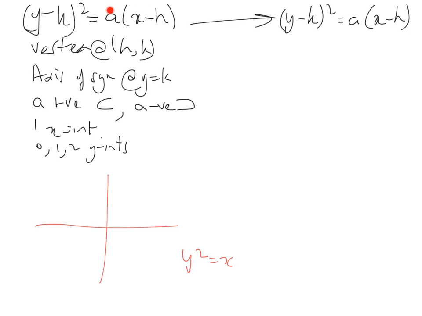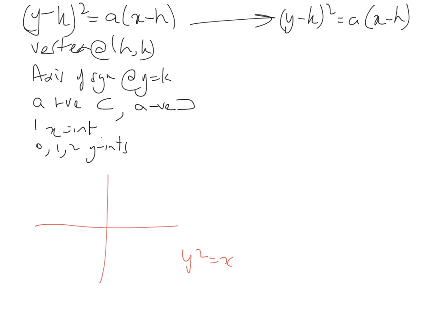Now, having been given this information, we have a vertex at h and k. Axis of symmetry at y equals k. With a regular parabola it was x equals h, now it's y equals k. If a is positive, well then it takes on this shape. And if a is negative, it takes on this shape.